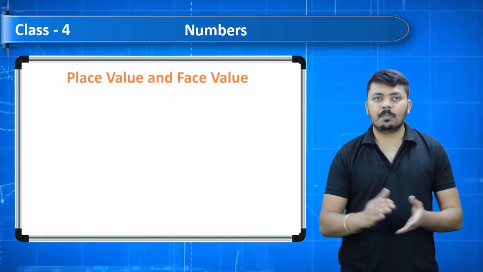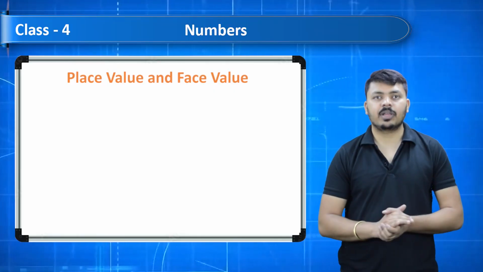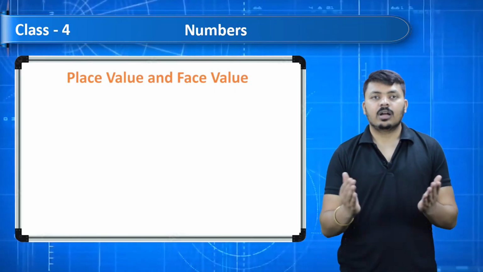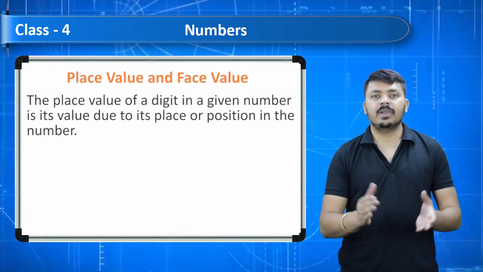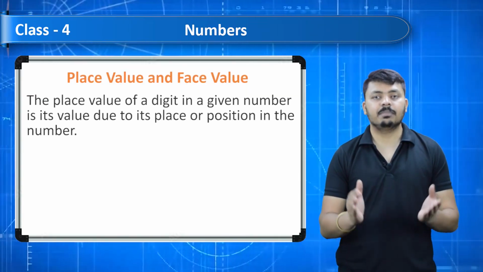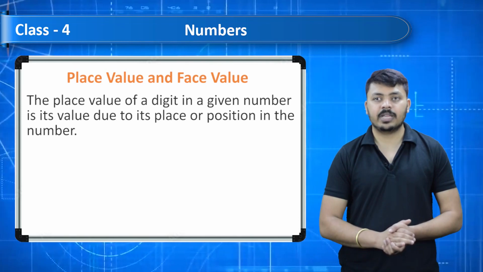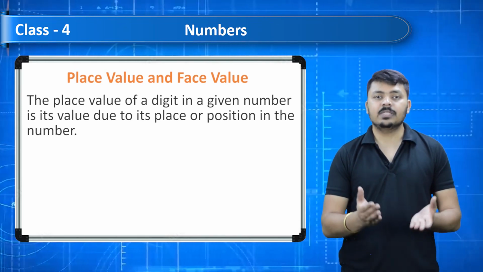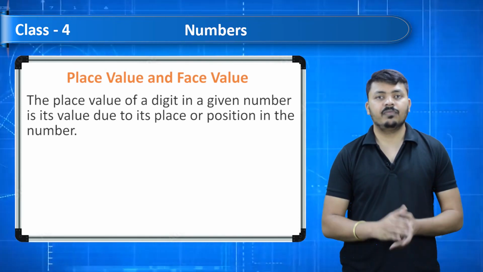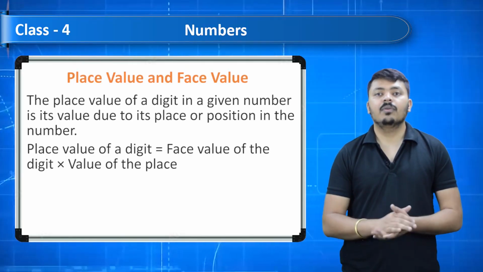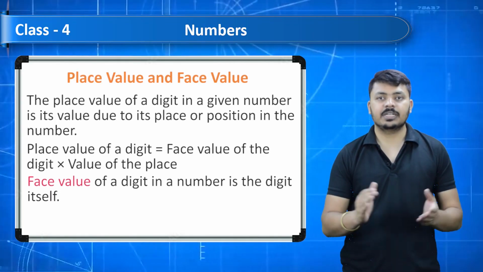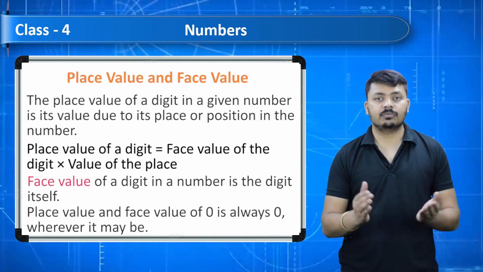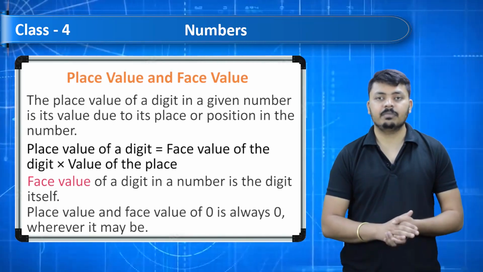Place value and face value. Let's start a new topic, that is place value and face value. Now we are going to learn some concepts regarding place value and face value. The place value of a digit in a given number is its value due to its place or position in the number. Place value of a digit is equal to the face value of the digit times the value of the place. Face value of a digit in a number is the digit itself. Place value and face value of 0 is always 0, wherever it may be.